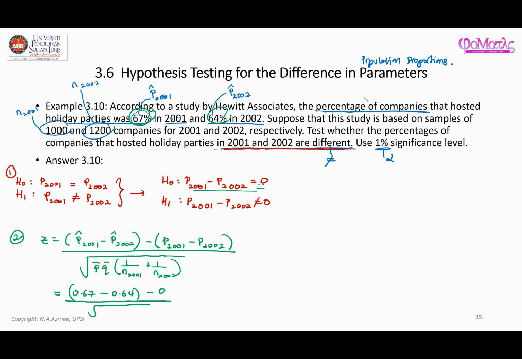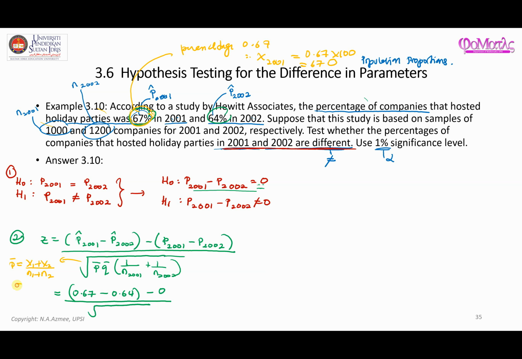So how about p bar? According to the formula, p bar is equal to x1 plus x2 over n1 plus n2. So what is x1? x1 is the number of companies that hosted the holiday parties. If you know the percentage of companies is 0.67, that comes from 1000 companies. Therefore, the number of companies in 2001 is going to be 0.67 times 1000, and this is equal to 670.